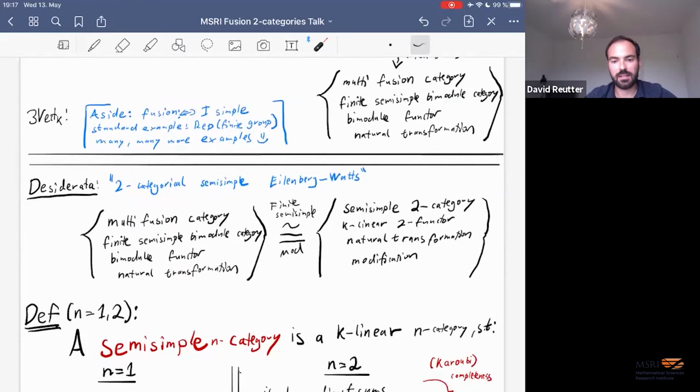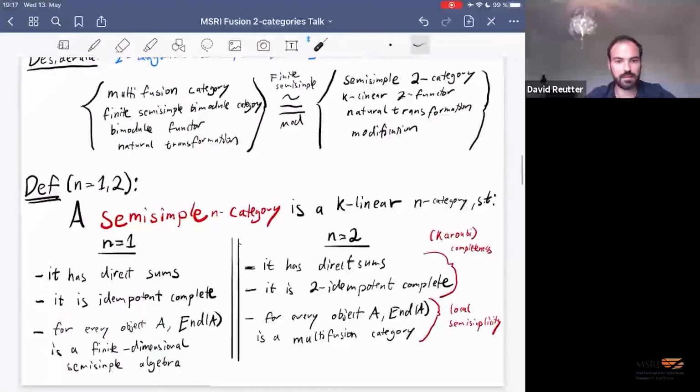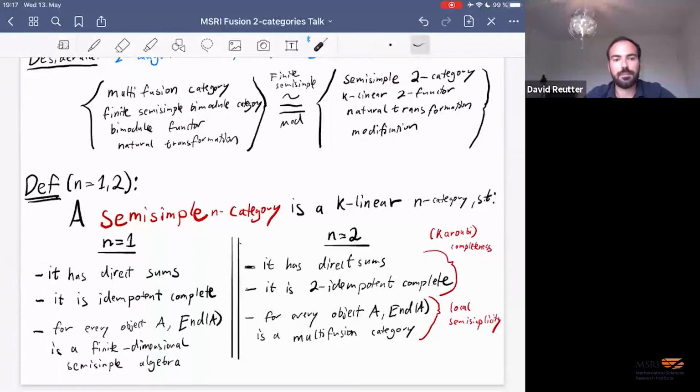And I define a semi-simple n-category as a k-linear n-category such that, then this is the definition. A semi-simple 1-category is a k-linear 1-category that has direct sums, that is idempotent complete, and for every object A, the endomorphisms of this object form a finite dimensional semi-simple algebra. Let me say that there's a variety of different ways of defining what a semi-simple 1-category is. This is the most convenient one, I think the nicest one to categorify. It gives the cleanest sense of where we're headed.